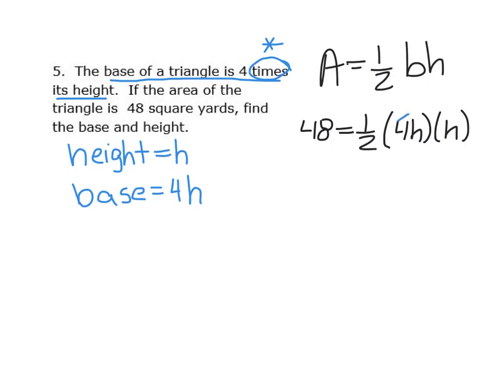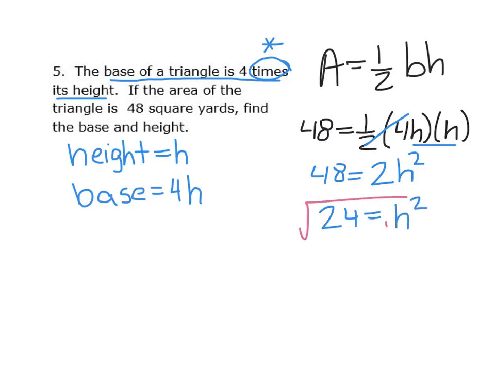Half times 4 comes out to 2. H times h would be h squared. So 48 is equal to 2h squared. Divide both sides by 2. That gives us 24 equals h squared. And then you've got to take the square root.